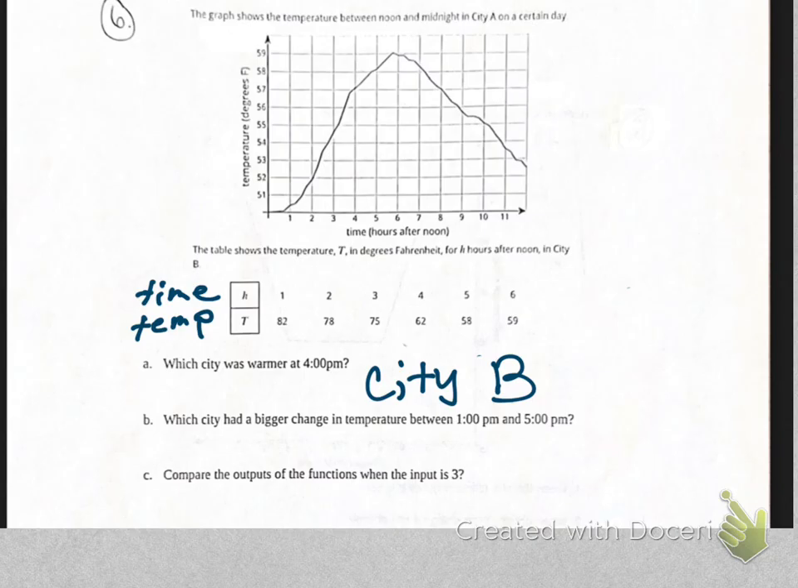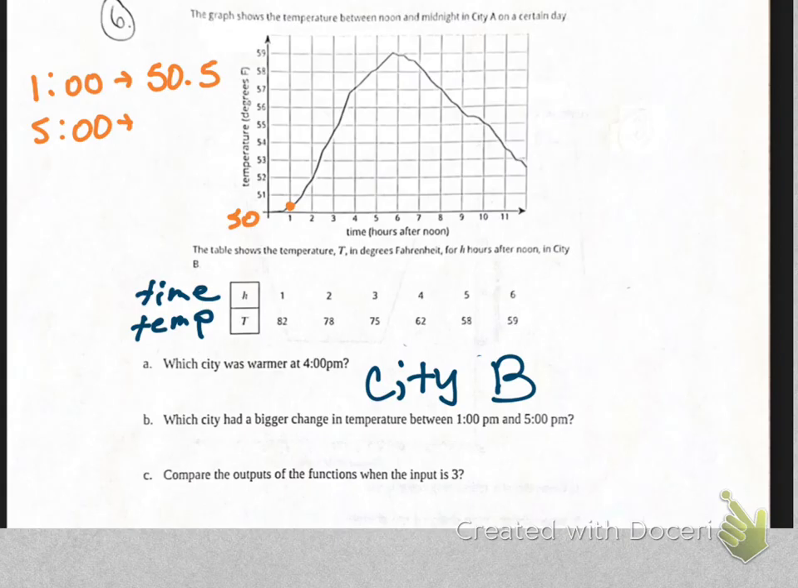Alright, part B. Which city had a bigger change in temperature between 1 and 5 p.m.? Alright, so we're going to do a little bit of math here. So first on city A, we're going to find the temp at 1 and the temp at 5, and then we're going to find the difference. So if we look at 1 o'clock, we're halfway between, this should be 50 and 51. So you got to make an estimate. I'm going to make that estimate. We're close to halfway. We're going to say at 1 p.m. it was 50.5 degrees Fahrenheit.